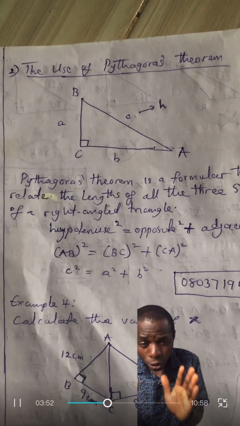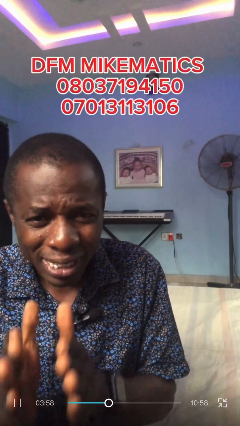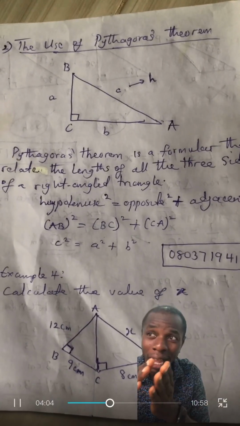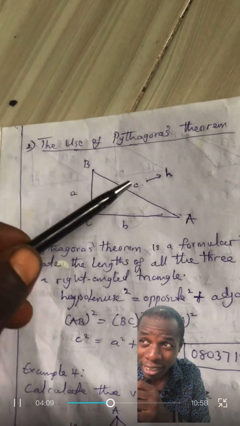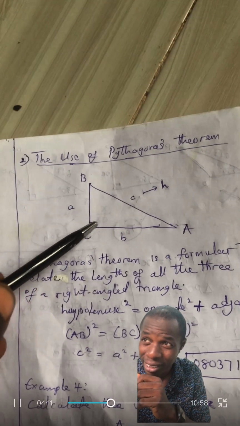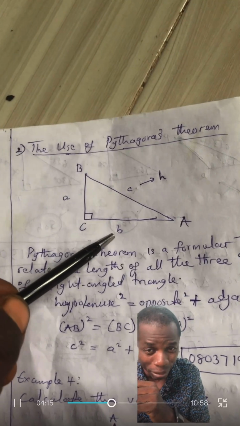It's not difficult. Pythagoras theorem is very useful only when you are dealing with problems related to right angled triangles. Is that one clear? The diagram we have here, you will discover that the hypotenuse side is the small letter c and the two adjacent sides are a and b.